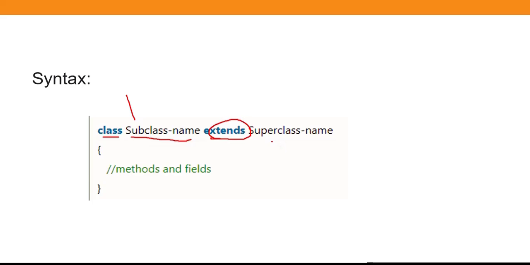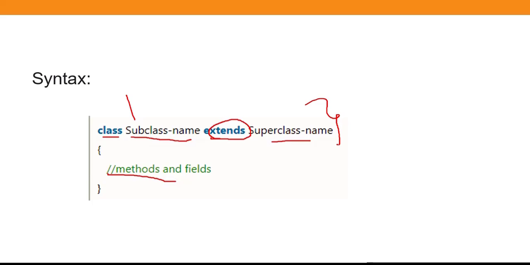So here when I say superclass name, this one we can call a superclass, or we can call it a base class, or simply a parent class. Inside we are going to have the methods and fields. So this is the basic syntax for us to use the concept of inheritance.